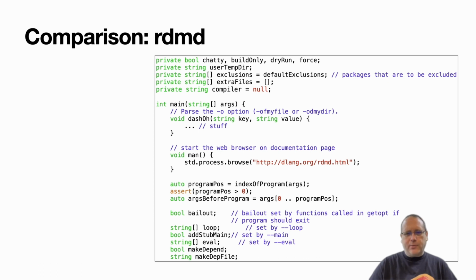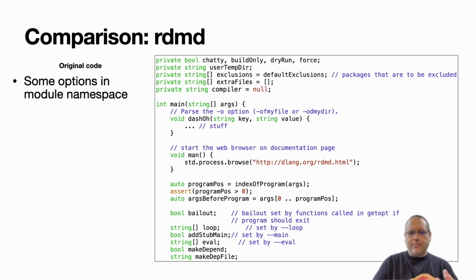And let's do a comparison with RDMD. So RDMD is a program, a tool that D ships with that allows you to compile your code with one call. It caches the binary. It kind of acts like a script. Now, RDMD is a big user of getopt. So this is the current code, and we're going to look at some of the issues here.